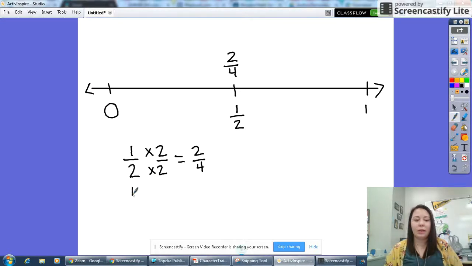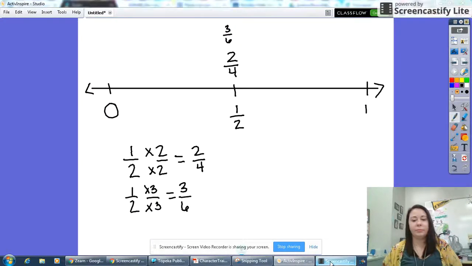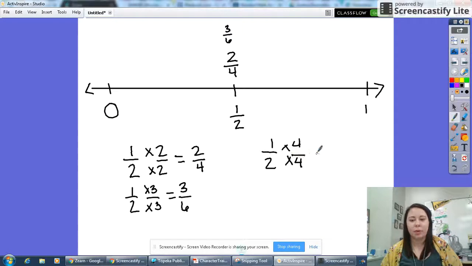I could do the same thing again. I could do 1/2 times 3 on the top and the bottom. So 1 times 3 is 3, 2 times 3 is 6, is 3/6. Okay, so if you keep going with this pattern, I could keep going and say 1/2 times 4 on the top and the bottom. So 1 times 4 is 4, 2 times 4 is 8. 4/8 would also be equivalent. All of these fractions fall on the same point on the number line. Okay, so these would all be equivalent.